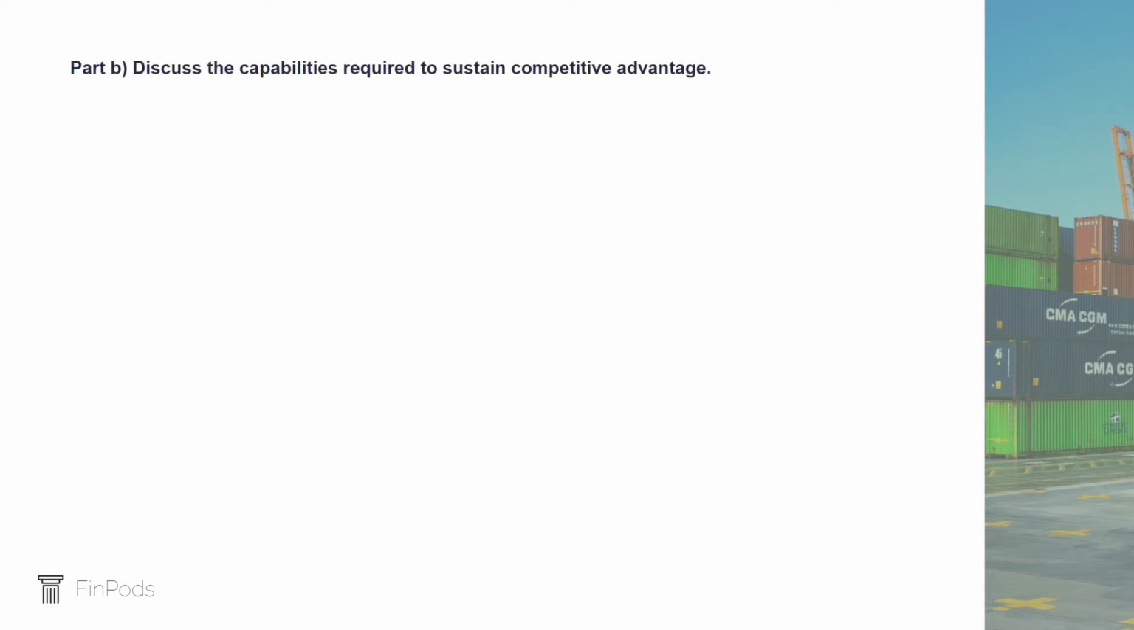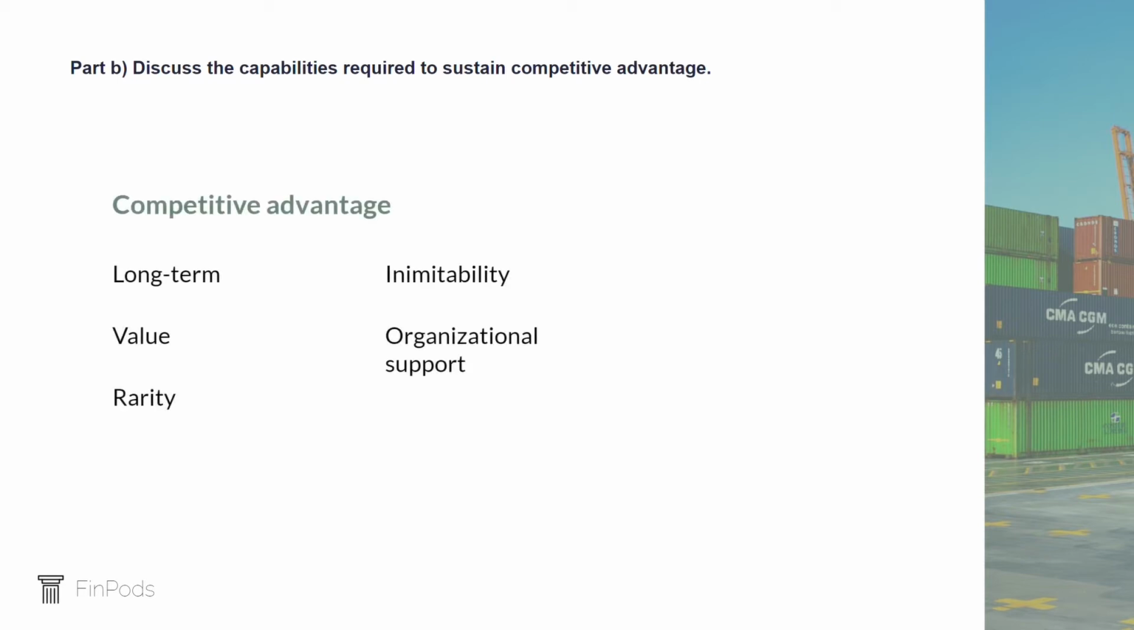Part B. Discuss the capabilities required to sustain competitive advantage. Competitive advantage is the ability of an organisation to generate greater returns than those of competitors over the long term. These are opposed to short-term tactics which provide a temporary advantage. It is clear that unique resources and core competencies are of great importance in creating a sustainable competitive advantage.